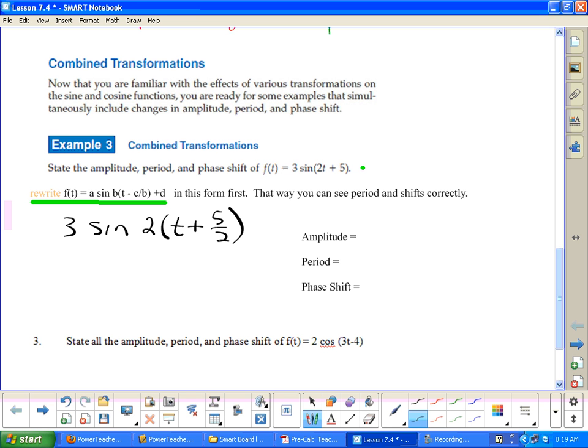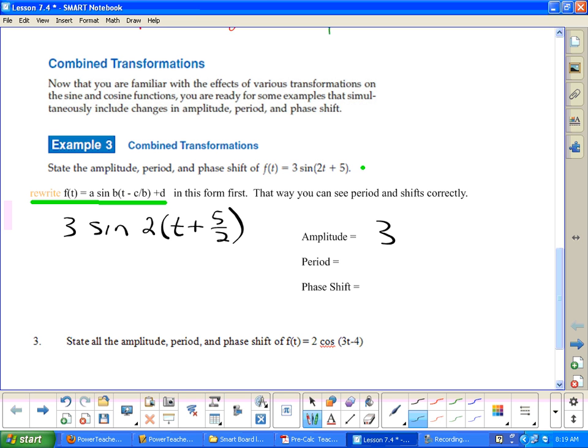You can check that by multiplying. 2 times t is 2t, and 2 times 5/2 is 5, so that would work. If I multiply this back out, it would tell me. Now, since it's sine or cosine, it has an amplitude, and the amplitude in this case is 3, the absolute value of A.